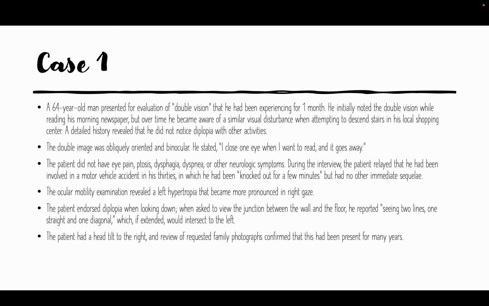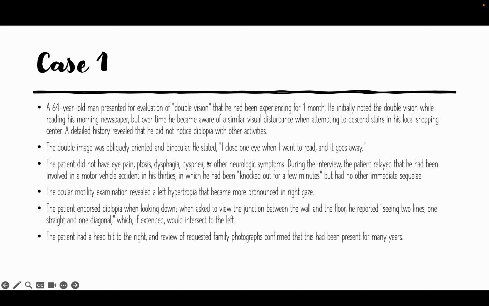A detailed history revealed that he had not noticed diplopia with other activities. Classically, when they have diplopia while reading newspapers or walking downstairs, what is required? When you're reading a newspaper, one thing you require is convergence, so the medial recti move inward. The other thing is intorsion. Intorsion of the muscles is needed because we have to look down. So the superior obliques are involved. Superior obliques classically have the complaint of diplopia when reading a newspaper or walking down the stairs. That is one more thing.